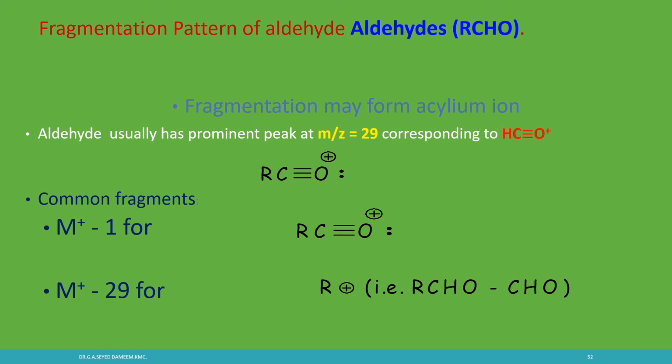This slide shows the fragmentation pattern of aldehydes. Aldehydes usually have a prominent peak at m/z 29, corresponding to HC≡O+. Common fragments of aldehydes are M+ minus 1 and M+ minus 29. The M minus 1 is due to loss of an H dot, and M minus 29 is due to loss of a CHO dot.